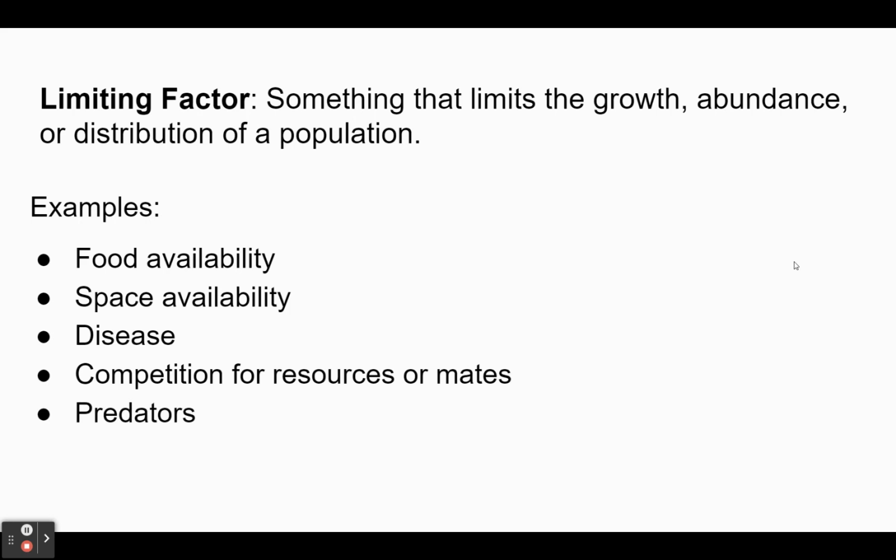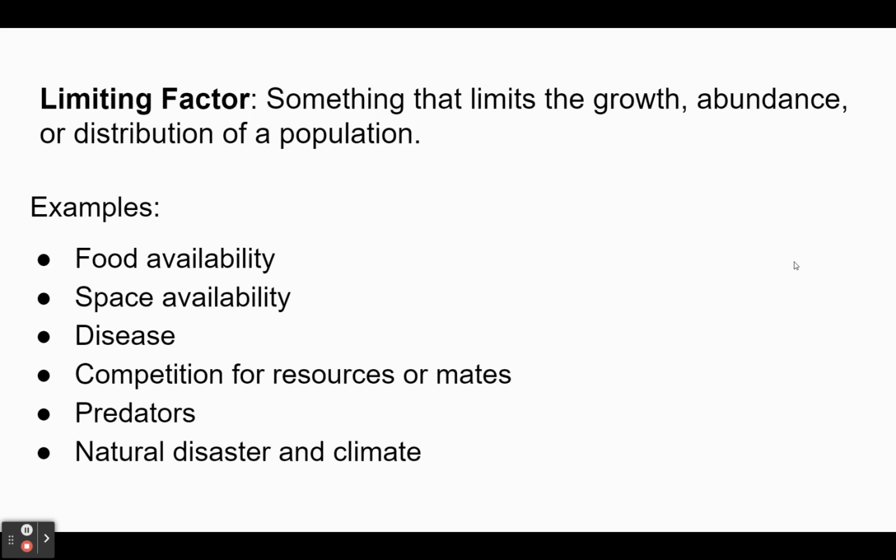Predators. The presence of predators will limit the size of a population as well. And a natural disaster or climate change. Those can limit the size of a population too. A natural disaster like a hurricane could wipe out an entire population. As climate changes, an area might become too hot for a population to survive. So these are all examples of limiting factors.